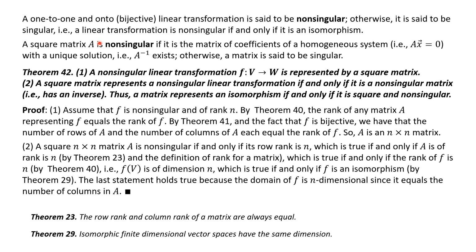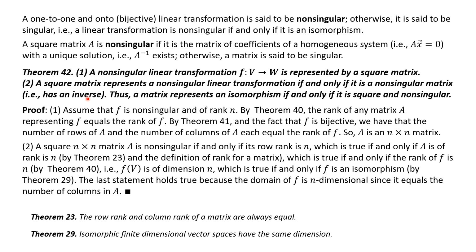A square matrix A is non-singular if it is the matrix of coefficients of a homogeneous system, AX equals 0, with a unique solution. In other words, A inverse exists. Otherwise, the matrix is said to be singular. So again, we have two terms for the same thing: A being invertible and A being non-singular mean the same thing. Of course, we're talking about square matrices here.